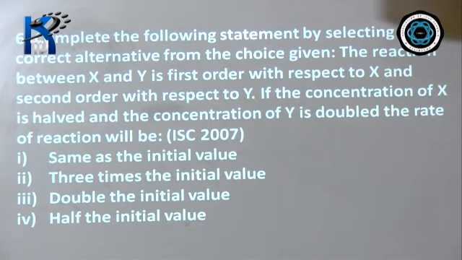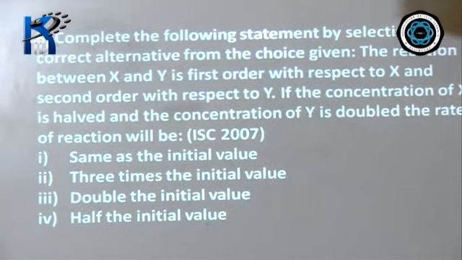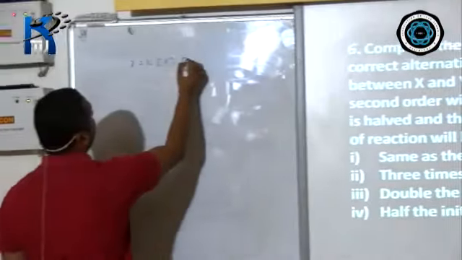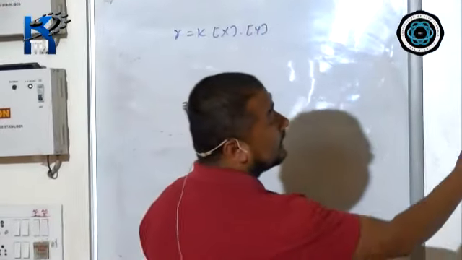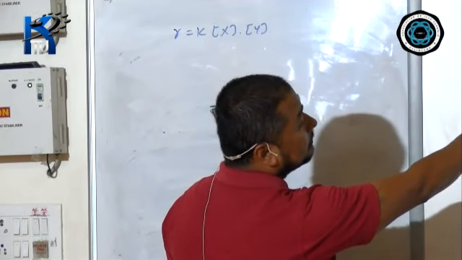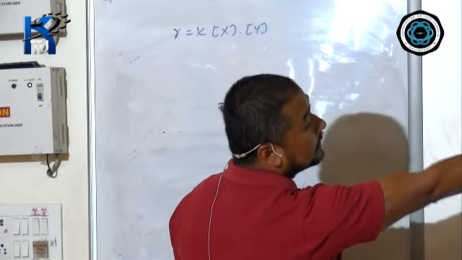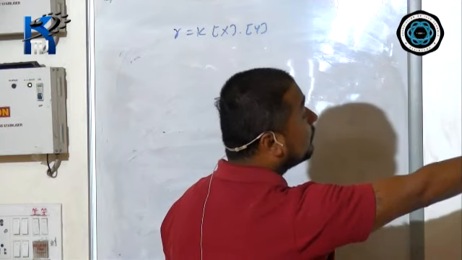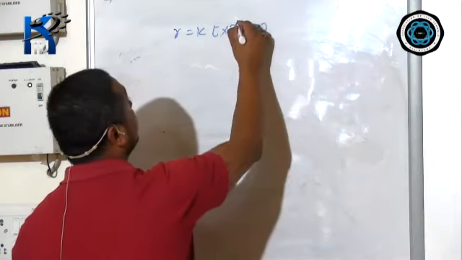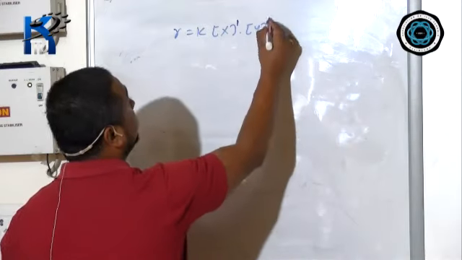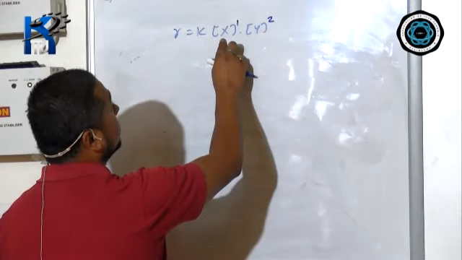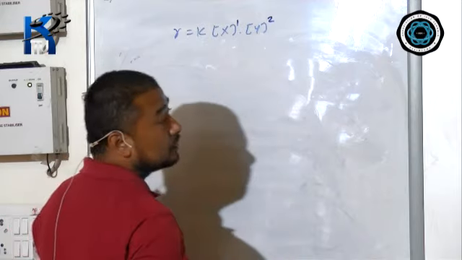Now if you see, first you suppose the rate equation, R is equal to K, and the reactants are x and y. As per the question, it is saying x and y. And what they have said is, it is first order with respect to x. So the reaction is first order with respect to x. So write power 1. And second order with respect to y. So put here 2.